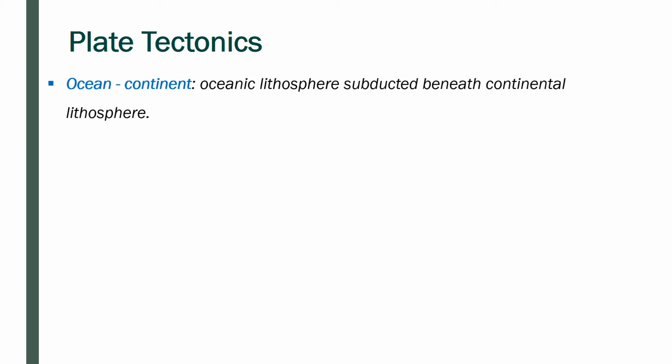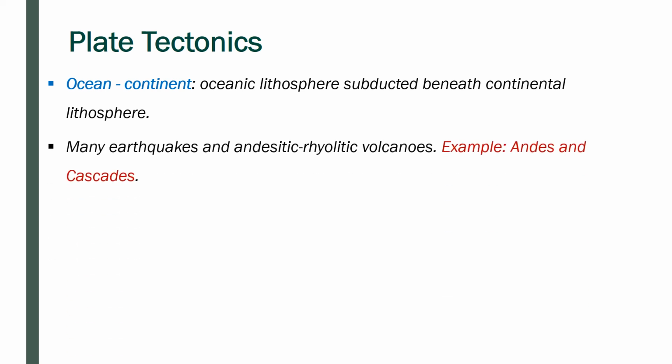First one, ocean-continent. Oceanic lithosphere is subducted beneath continental lithosphere. It goes underneath the continental. Why? Because the oceanic plate is denser. The density is high here for the ocean, that's why it sinks down underneath the continent. Okay, many earthquakes and andesitic and rhyolitic volcanoes happen here. Examples are the Andes and Cascades, and please keep those examples in mind.